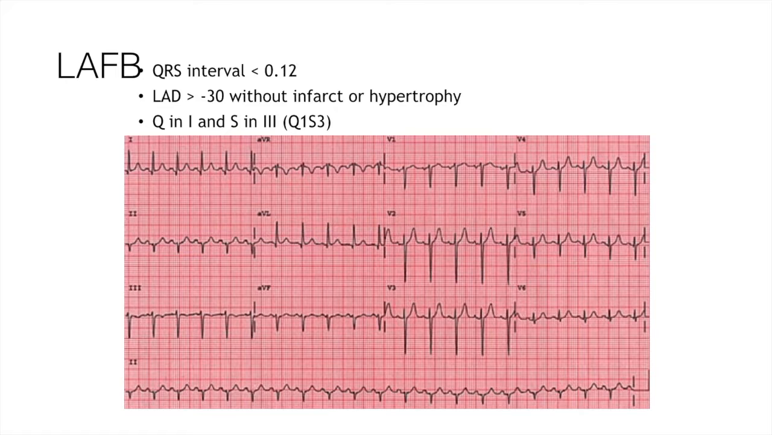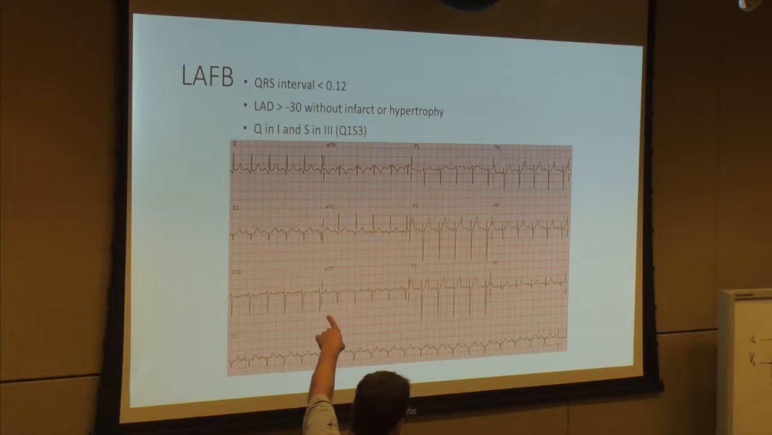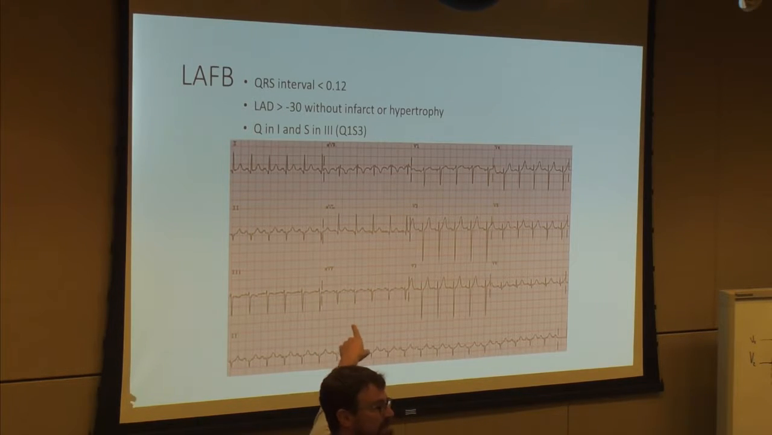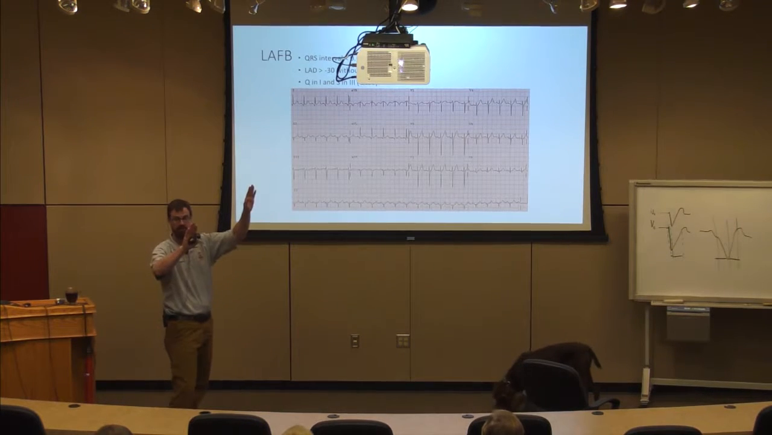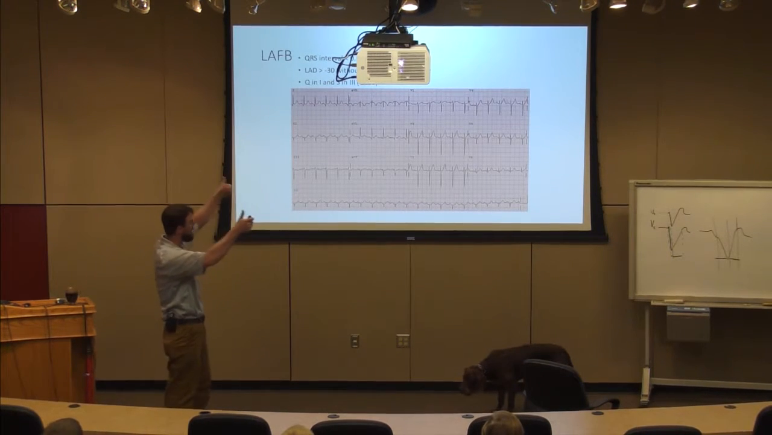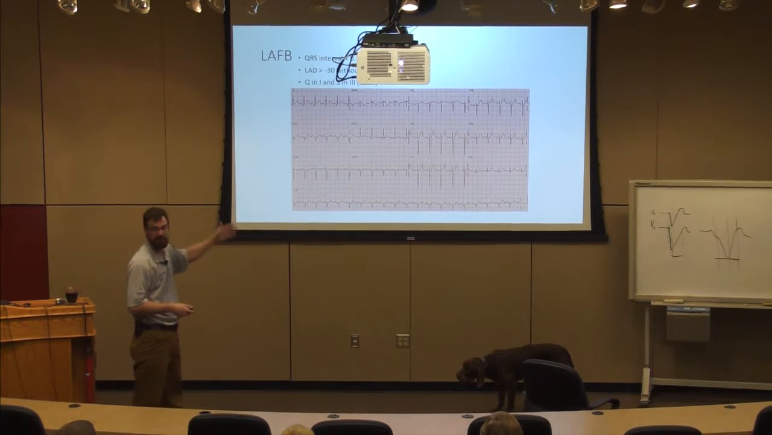Okay, left anterior fascicular block. See, here's a fascicular block, but I'm still narrow, because I don't have asynchronous depolarization. They're both getting depolarized fast, but I have an axis deviation, so now instead of being upright in AVF, I'm down in AVF. And remember, I use lead 1 and AVF to determine axis. If I'm up in both, I'm normal axis. If I'm down in AVF but up in 1, I'm left axis. If I'm up in AVF but down in 1, I'm right axis. So that's how I tell axis.